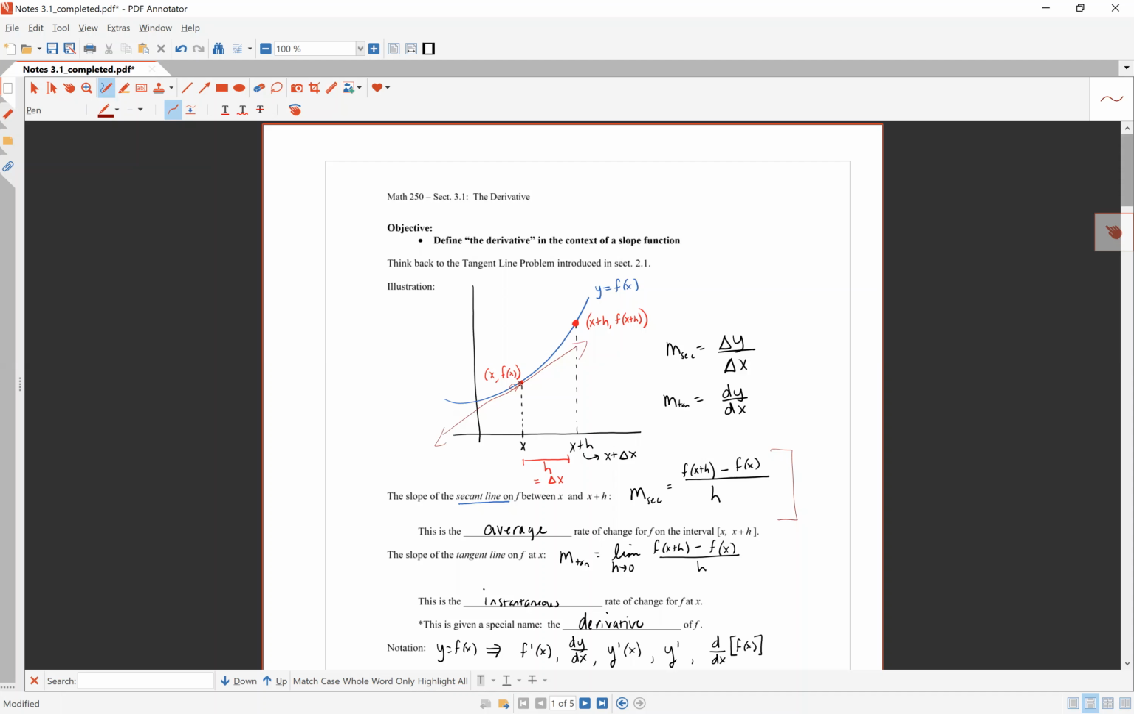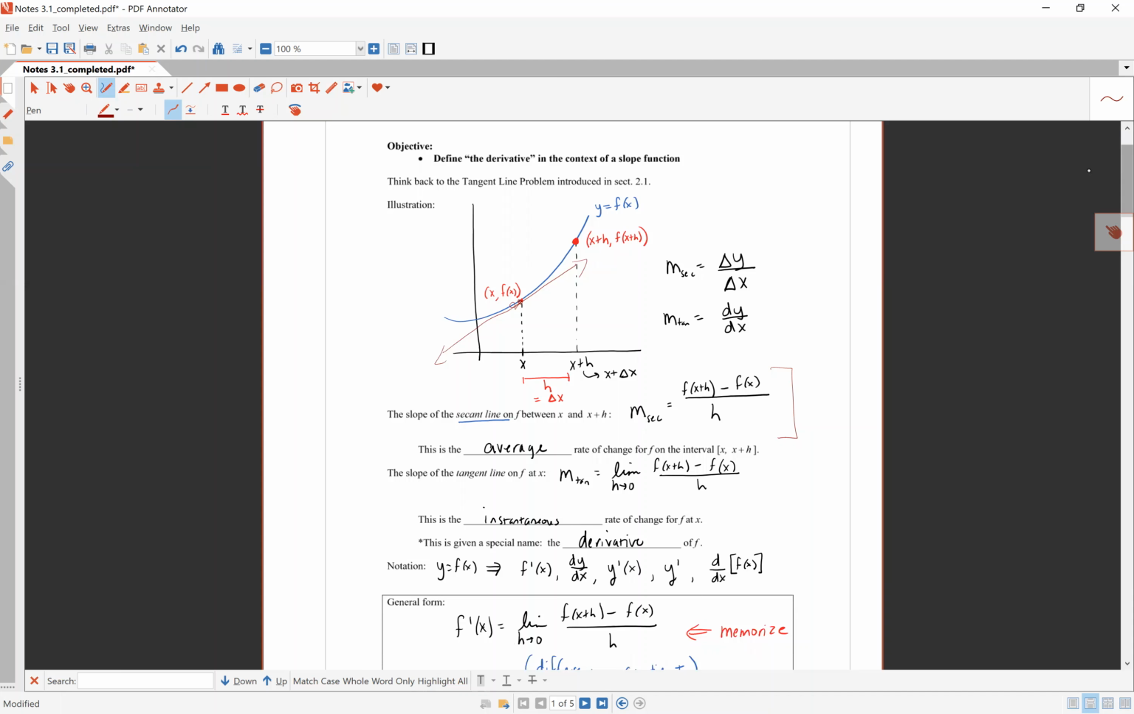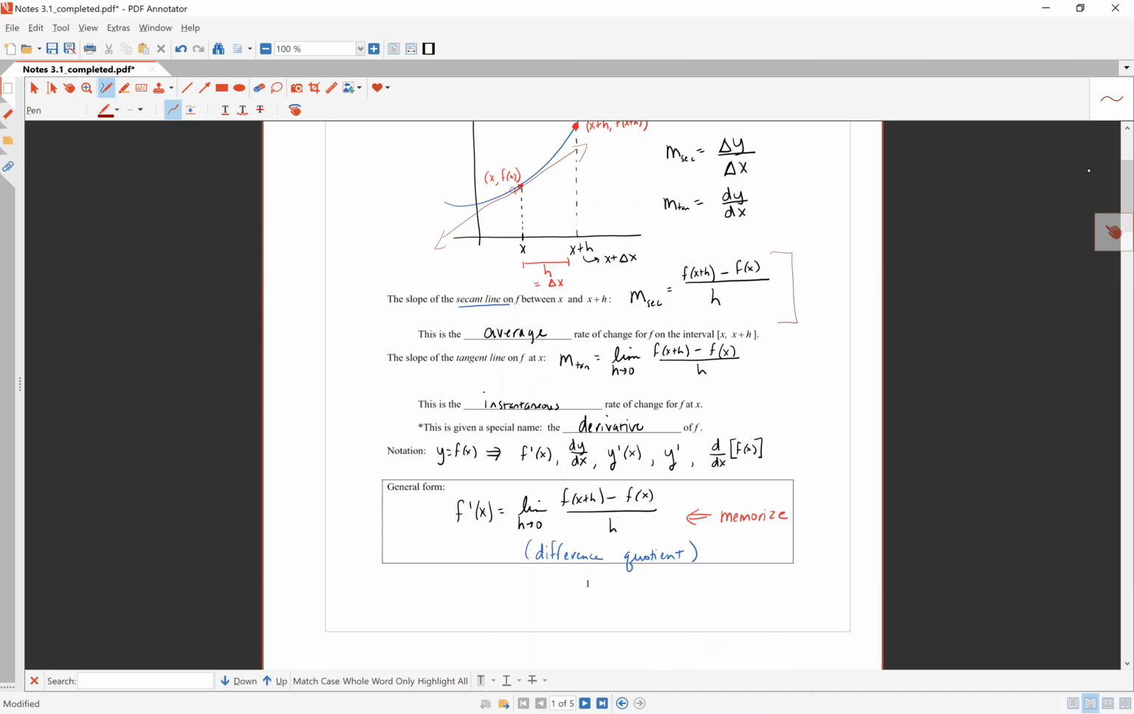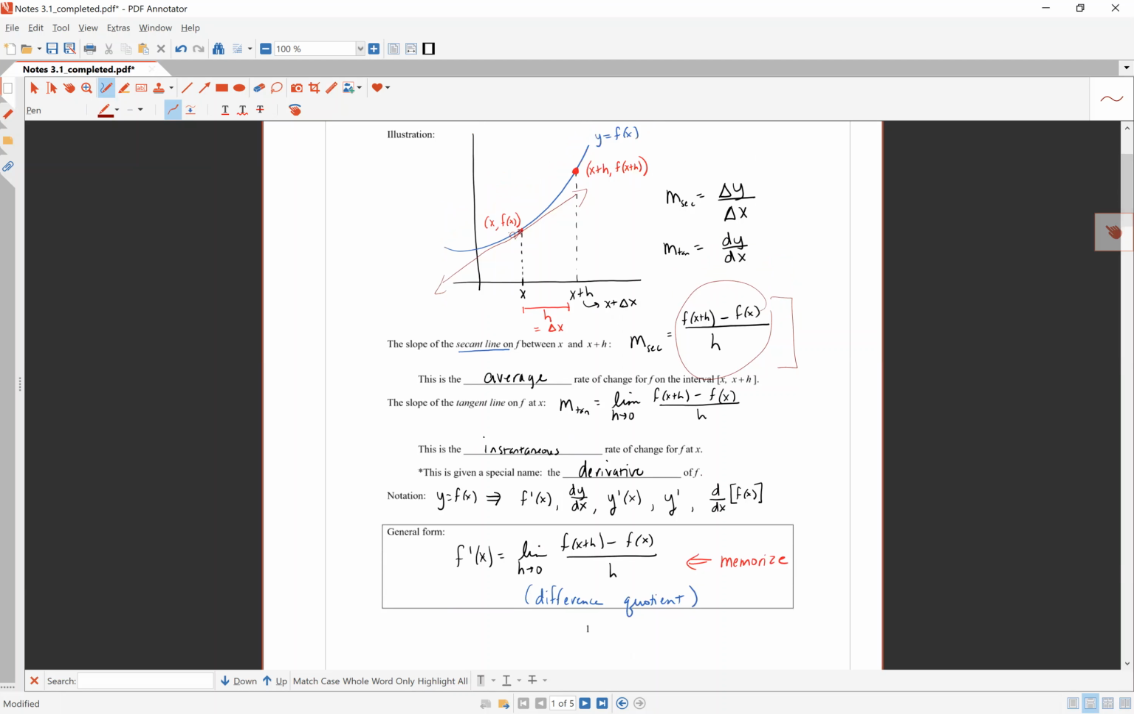So finding that slope means finding the limit of this quotient as h goes to 0. That's known as the instantaneous rate of change for f at x. In other words, let's pretend that at this point the function all of a sudden started moving in a straight line. What would the slope of that line be?